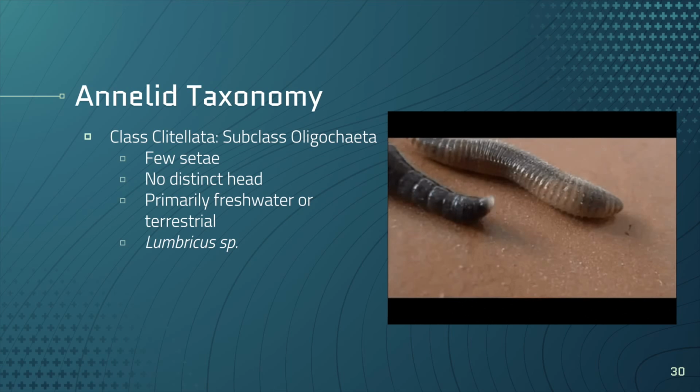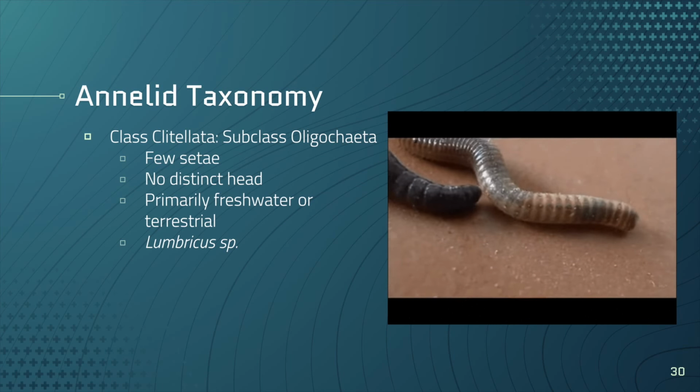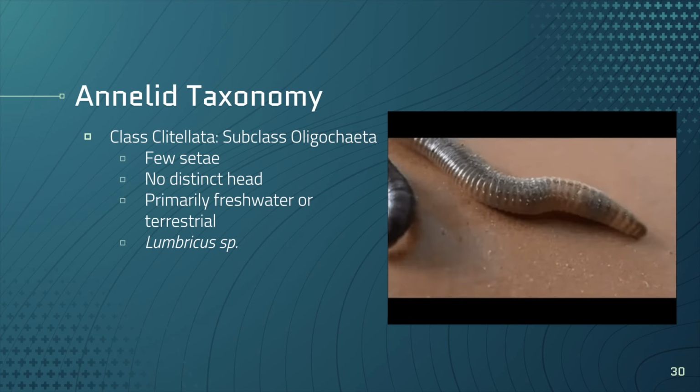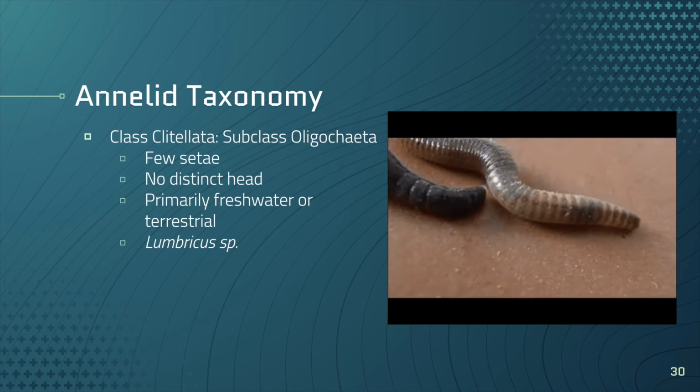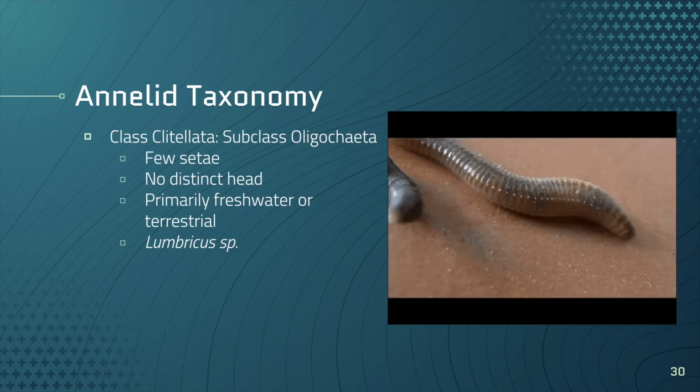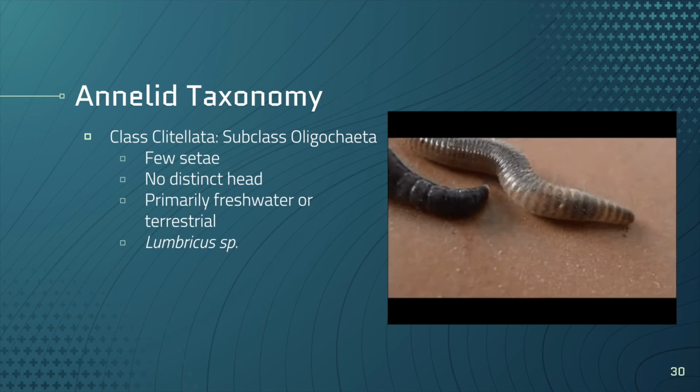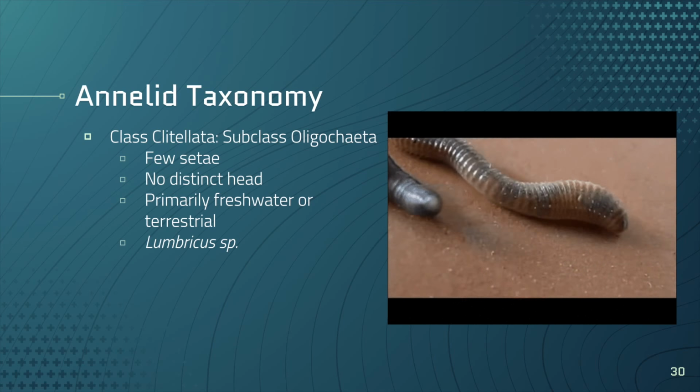Within class Clitellata, we have subclass Oligochaeta. Now this is going to be including our earthworms. These animals do have a few setae, although they lack as obvious a head as their polychaete counterparts. These are primarily freshwater animals, and there are even a few terrestrial species.